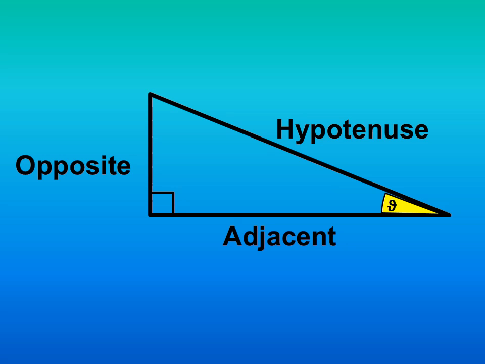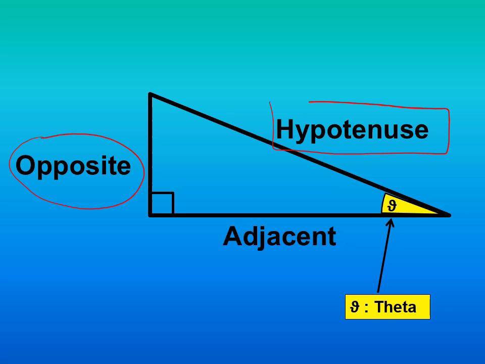The first bit is the angle. This sign is called theta, and this is usually used to represent an angle. The opposite side is always opposite the angle that we are given. Hypotenuse, we learned in Pythagoras, the hypotenuse is the longest side of a right angle triangle, or opposite the right angle. And then adjacent is the side that is next to our angle. I always label the opposite first, then the hypotenuse, and then adjacent is the one left over.